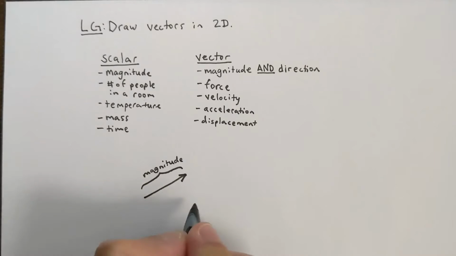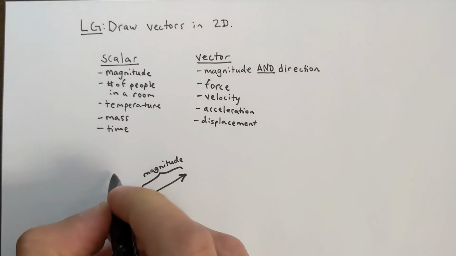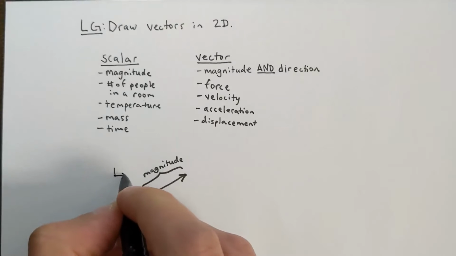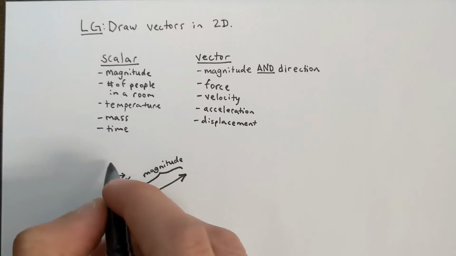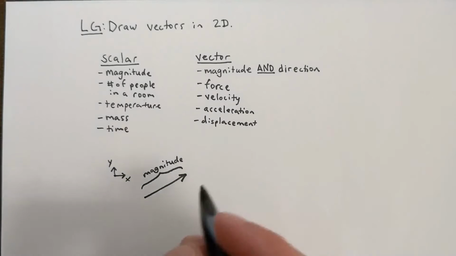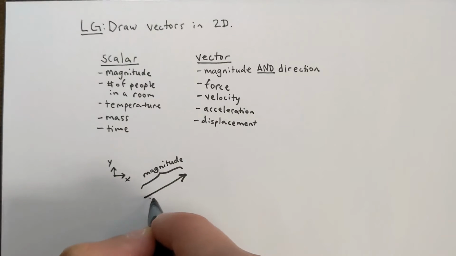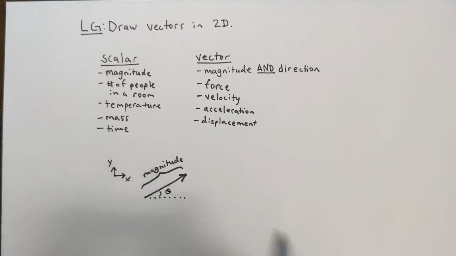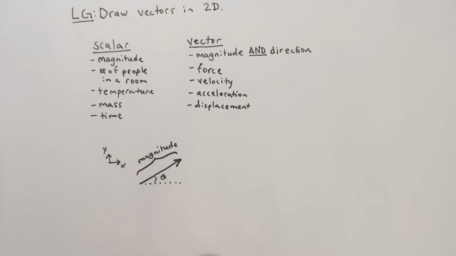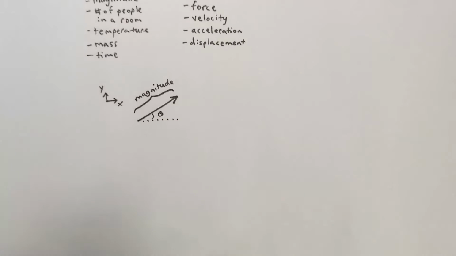And then also the arrow points in a particular direction. So if we want to specify which direction the arrow is pointing, we're going to need a frame of reference. So this could be like x and y, for example. And then we could say, okay, the arrow is pointing at a certain angle with respect to the x direction, for example. Okay, so let's look at a few examples of this to practice drawing some vectors in 2 dimensions.